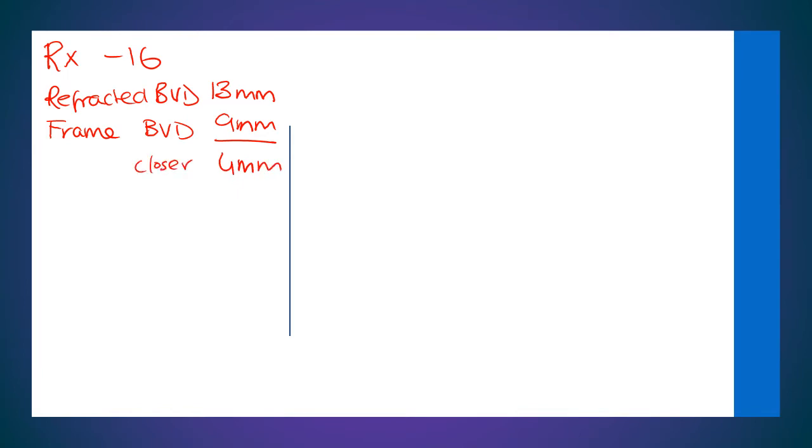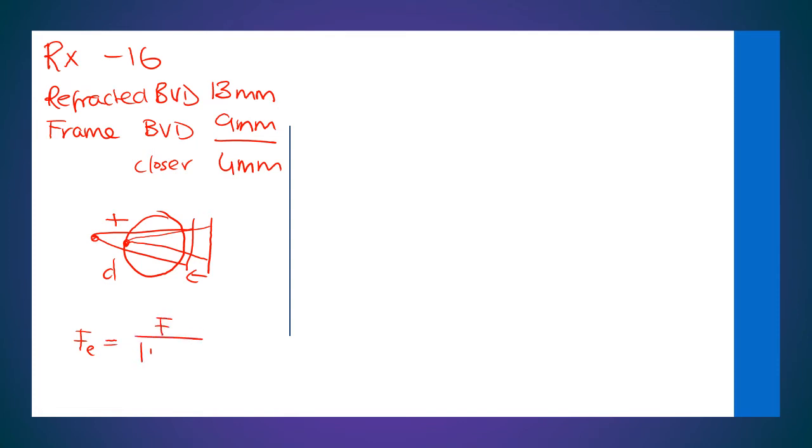Now, if, say, for example, that's the eye and this is the lens, then when we move closer, the focal point, instead of being on the retina, is actually going to be further behind the retina. So that's kind of like a hyperopic prescription. So we need to do D as a plus value. So the formula that we're going to use is FE, what the lens is going to feel like, is equal to F over 1 plus DF.